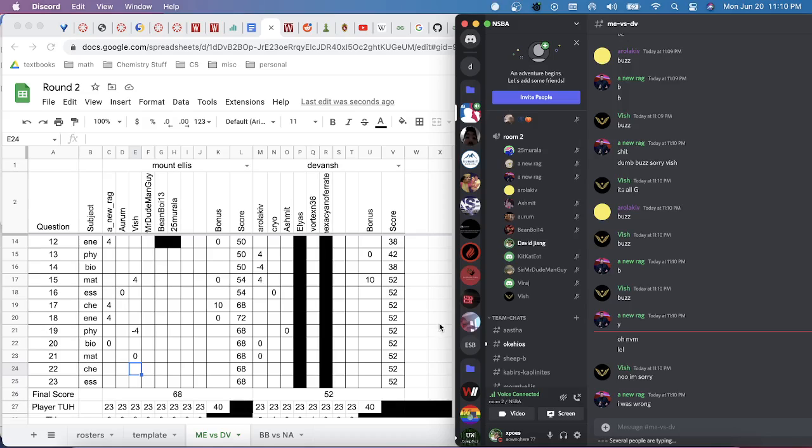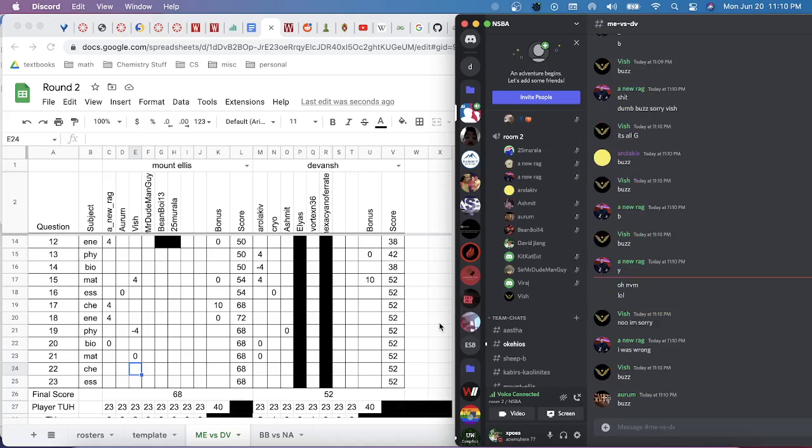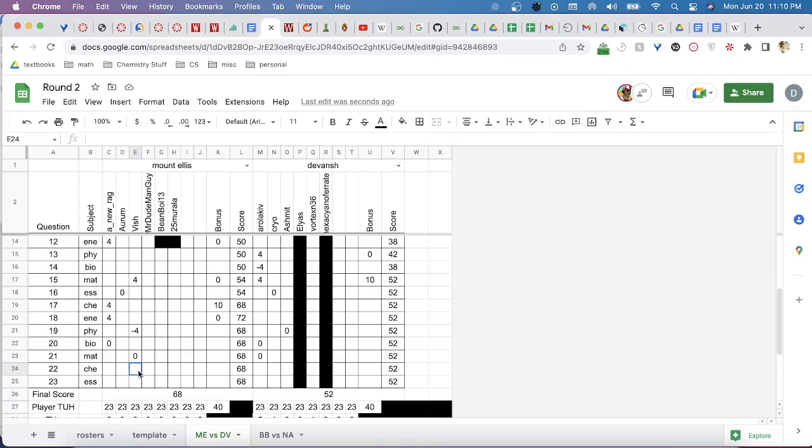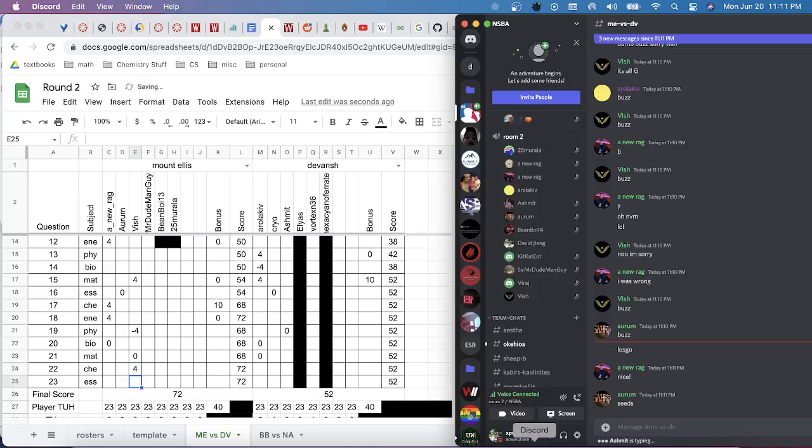Toss up Earth and space multiple choice. The presence of molecular clouds in the Milky Way can be identified most easily by spectral line emissions from which of the following compounds? W. Carbon dioxide. X. Vish. Carbon monoxide. That's correct. Alright, bonus Earth and space.